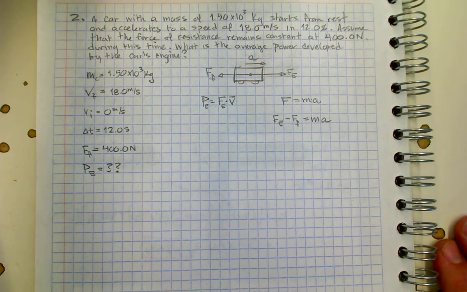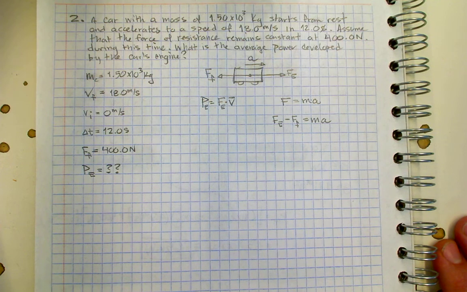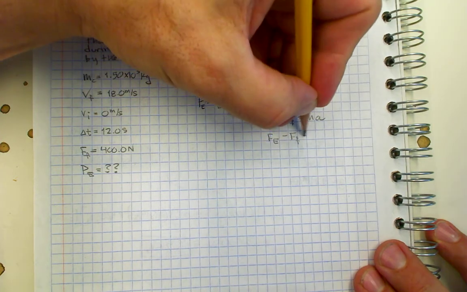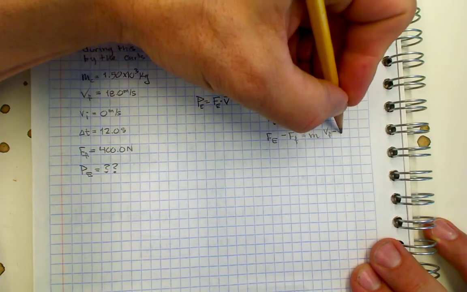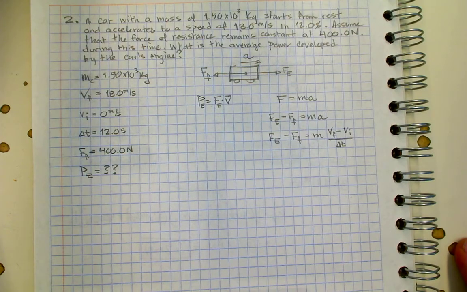Assuming that this is a constant acceleration, that's a reasonable assumption if we're considering that the car is going from rest to a certain speed. It might not be fully constant over that time, but on average, it's going to be a constant acceleration, and this is a problem where we're dealing with an average. So the force of the engine minus the force of friction is going to be, using our equation for average acceleration, this.